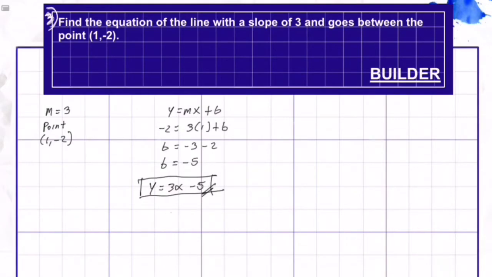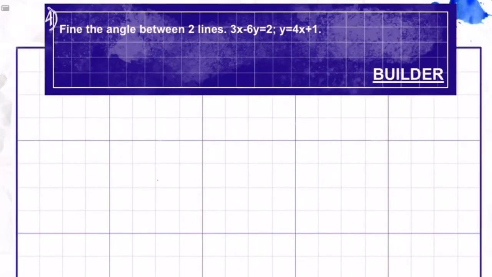So let's do the fourth example. Find the angle between two lines. The first equation is 3x minus 6y equals 2, and the second equation is y equals 4x plus 1. So we're going to solve first for the second equation, y equals 4x plus 1. We notice that the slope is 4. For m2 equals 4, that is the second slope.